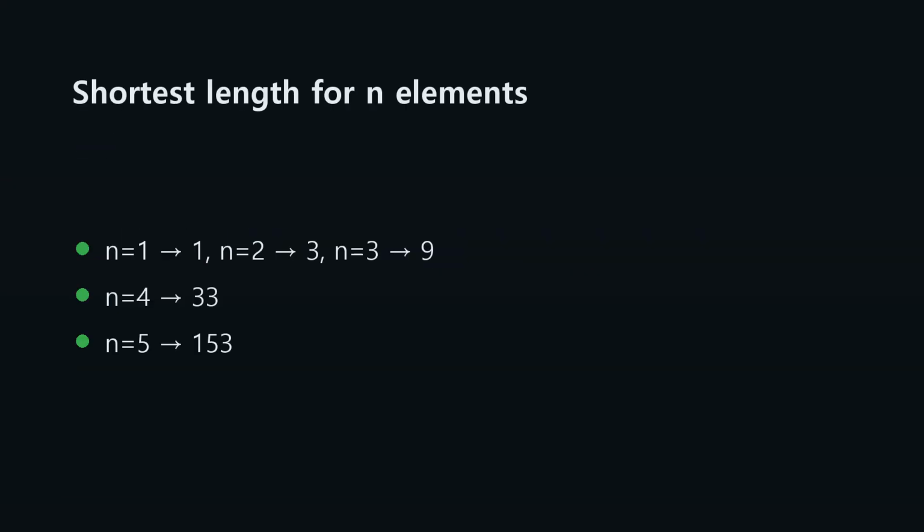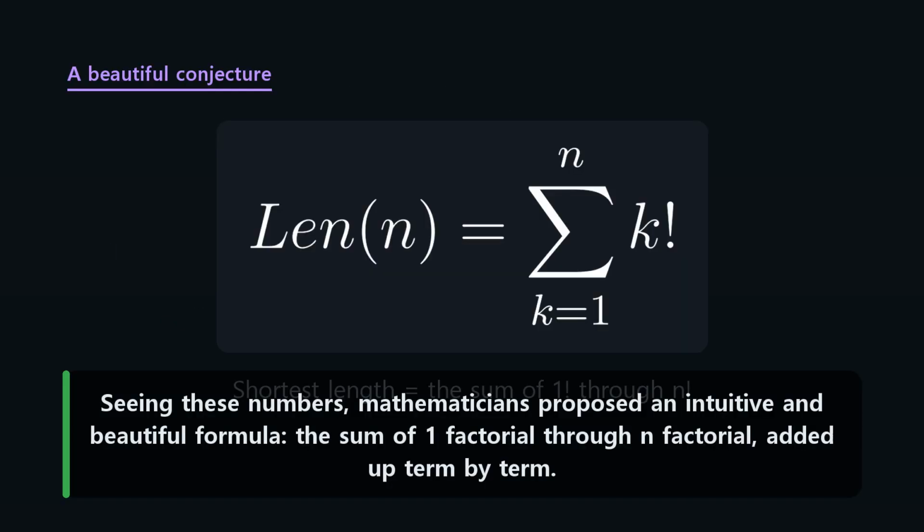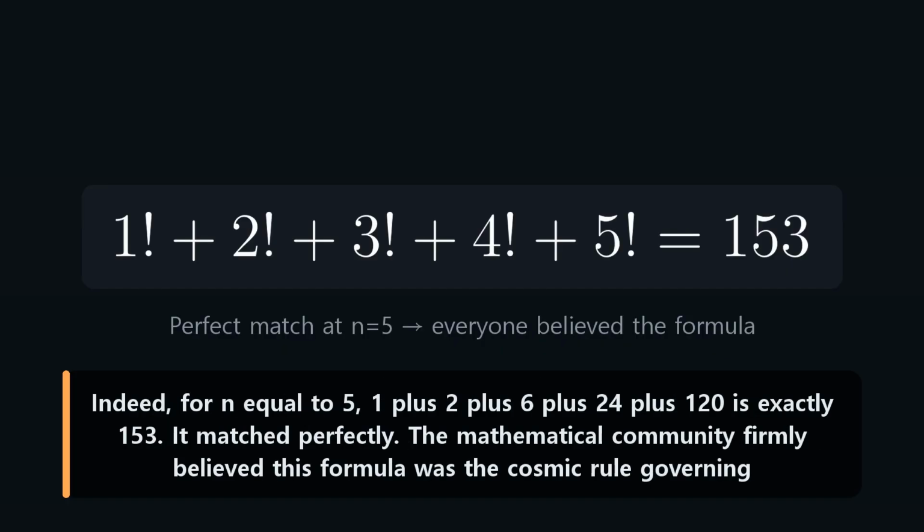If you increase the number of elements and tabulate the shortest length, a sequence emerges. 1, 3, 9, 33, 153. Seeing these numbers, mathematicians proposed an intuitive and beautiful formula. The sum of 1 factorial through n factorial, added up term by term. Indeed, for n equal to 5, 1 plus 2 plus 6 plus 24 plus 120 is exactly 153. It matched perfectly. The mathematical community firmly believed this formula was the cosmic rule governing superpermutations.